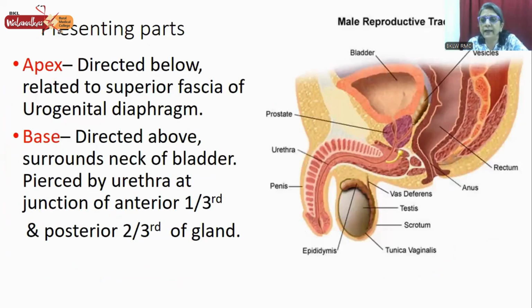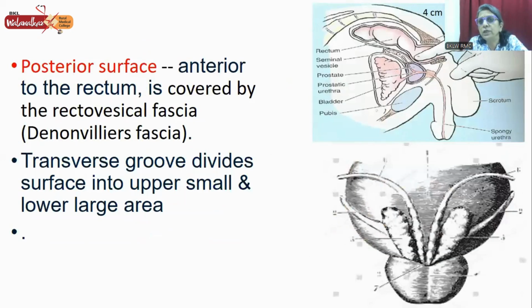The apex of this gland is directed downwards, related to the superior fascia of the urogenital diaphragm, and the base is directed above, surrounding the neck of the bladder. The gland is pierced by the urethra, not exactly in the center but slightly in front, dividing the gland into anterior 1/3 and posterior 2/3. The posterior surface is related to the ampulla of the rectum, and is covered by the rectovesical fascia, also called Denonvilliers' fascia.